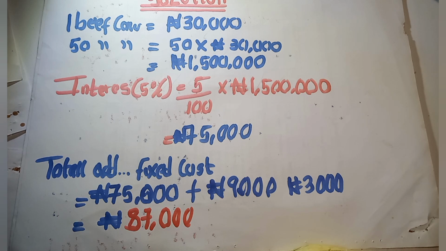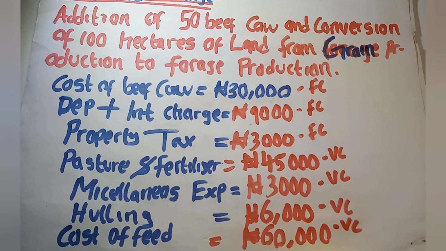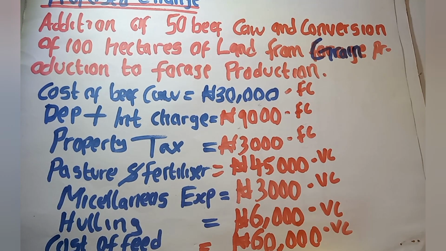So let's find the variable cost also. The next thing to do is to find the variable cost. If we want to find the total additional variable cost, we have to add all the variable costs together, including the cost of veterinary and health, and then find the interest rate and add it to the total. That's what I'm going to be doing right now. Just follow me carefully.